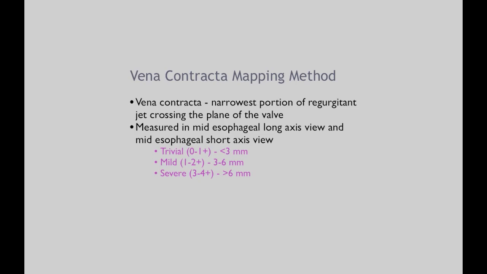Vena contracta is another important modality in assessing aortic insufficiency. To measure a vena contracta, you measure the narrowest portion of the regurgitant jet as it passes through the plane of the valve. It is most often measured in the mid-esophageal aortic valve long axis. You can also measure it in the mid-esophageal aortic valve short axis. However, as a rule of thumb, 3 millimeters or less is trivial, 3 to 6 is somewhere between mild and moderate, and severe is greater than 6 millimeters for a vena contracta.